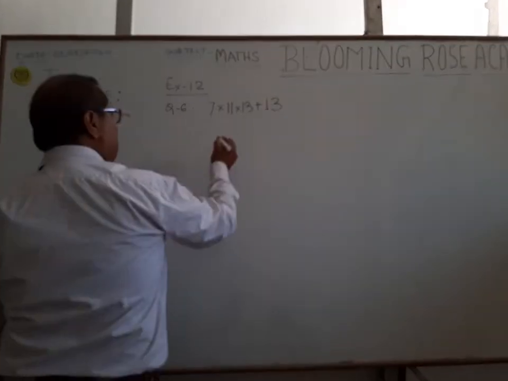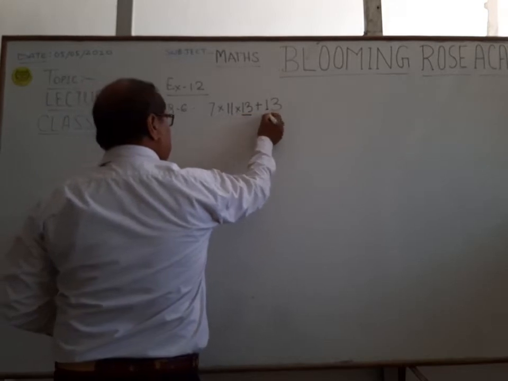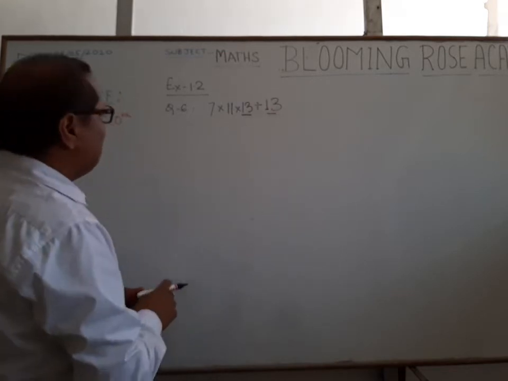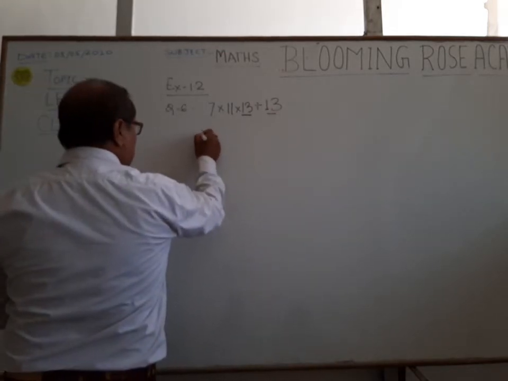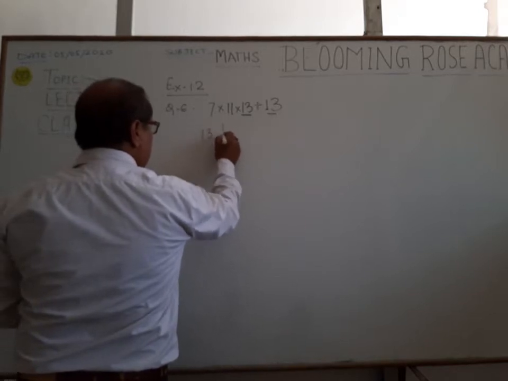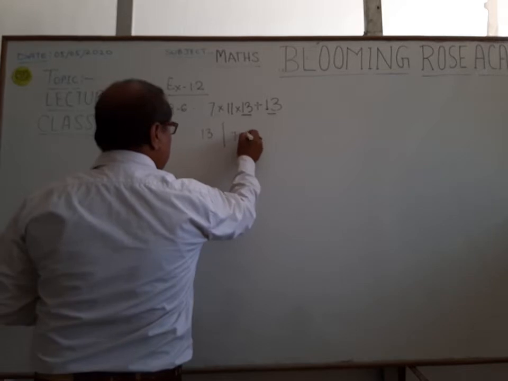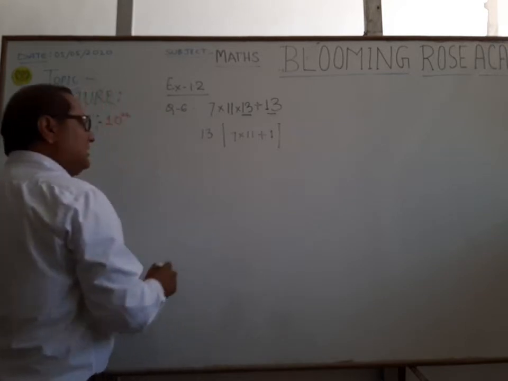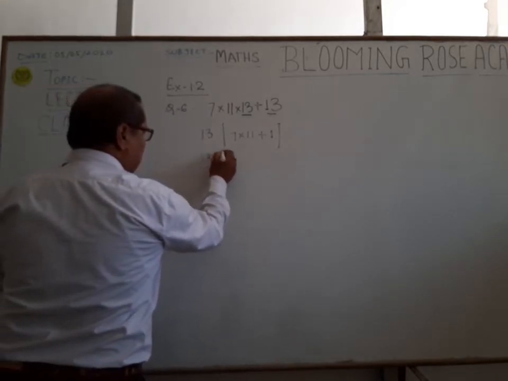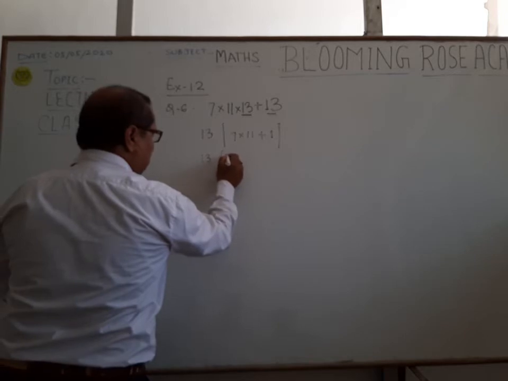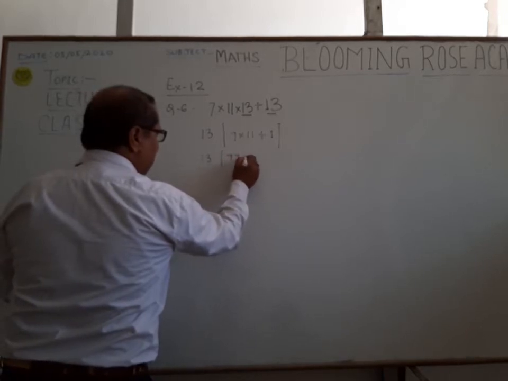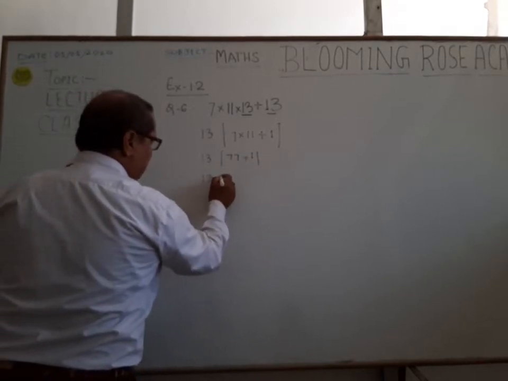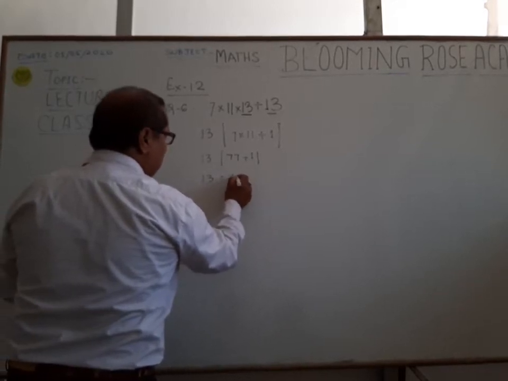But if you are solving this, this 13 and this 13 are the common numbers between both terms. If you take common of this 13, we are getting 7 into 11 plus 1. Solve it further, we get 77 plus 1. Next step, if we are solving, we get 78.